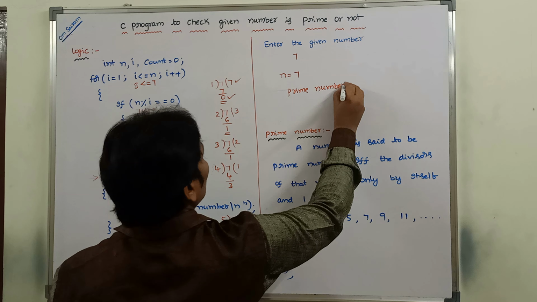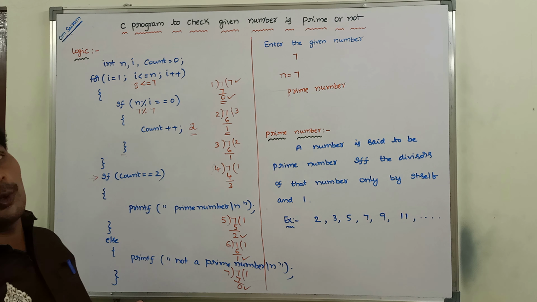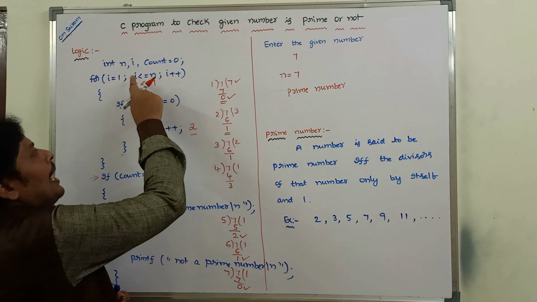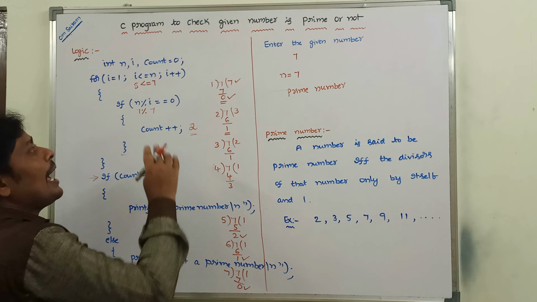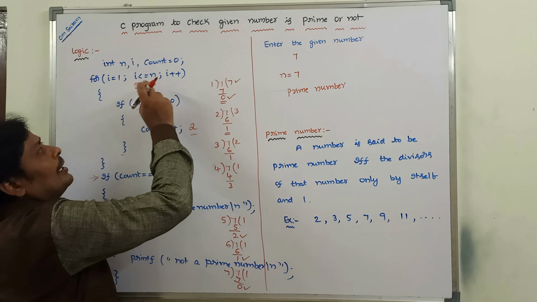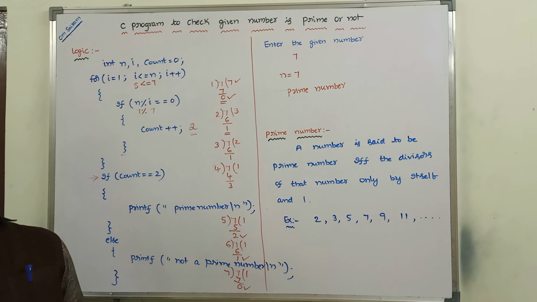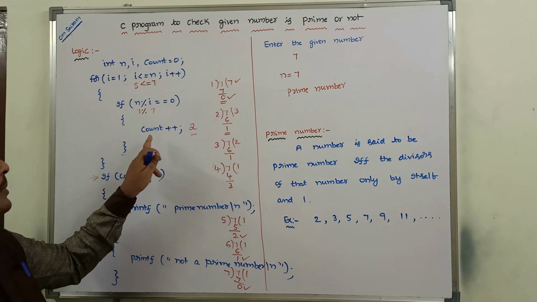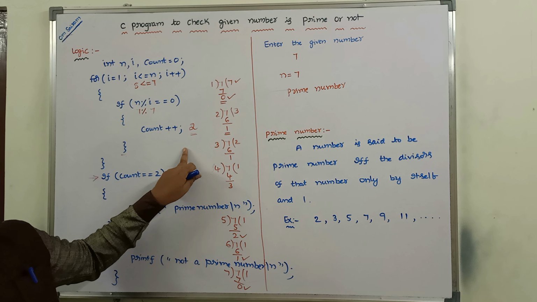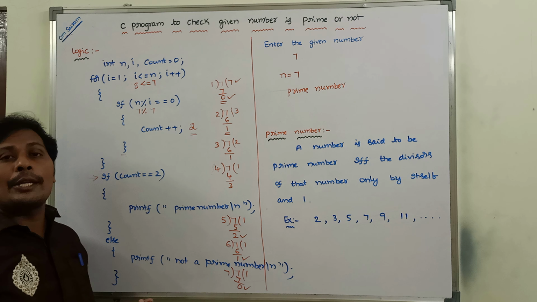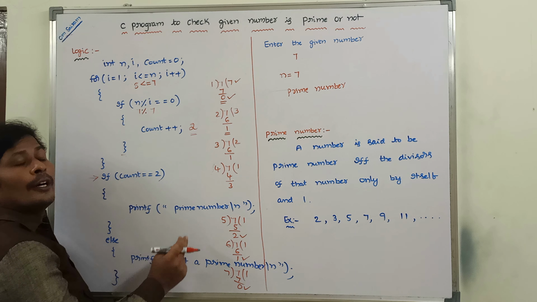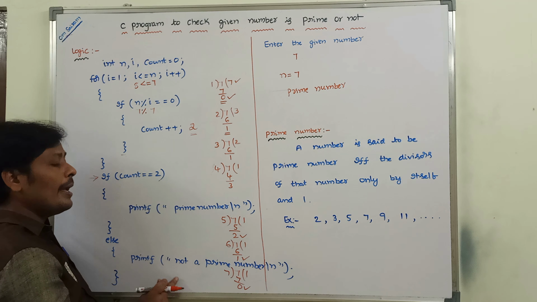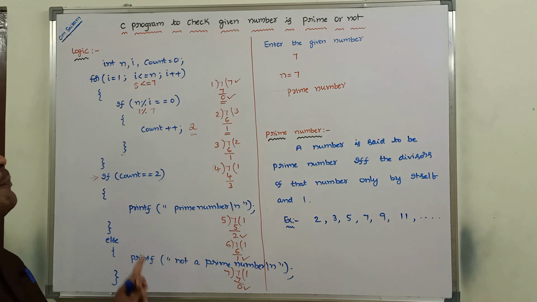So the count value is incremented 2 times only. First time, if I value is equal to 1, count value is incremented. Second time, I value is equal to n. 7 less than or equal to 7, n value is 7. So at that time, this statement is true, count value is incremented. So 2 times count value is incremented. If count value equal to 2, then printf prime number. Otherwise, it is not a prime number. So this is the simple logic of prime number program.